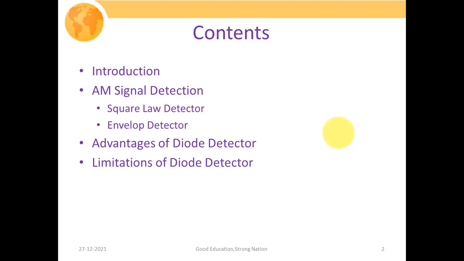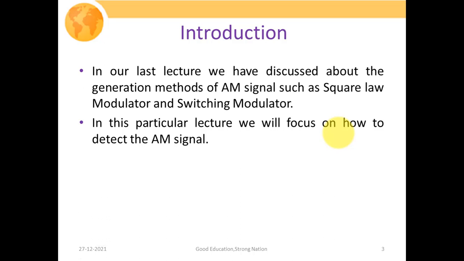Then we're going to discuss the various advantages of your diode detector circuitry, such as its simplicity and easy implementation. And finally, we're going to conclude by discussing some of the limitations of your diode detector circuitry, or you could say your envelope detector. So in our last lecture, we discussed the generation methods of your AM signals, such as your square law modulator and your switching modulator with the help of your nonlinear device. And in your switching modulator, we are using a diode as your ideal switch circuitry. So in this particular lecture, we will focus on how to detect your generated AM signal, or you could say simply how we are going to demodulate our AM signal.